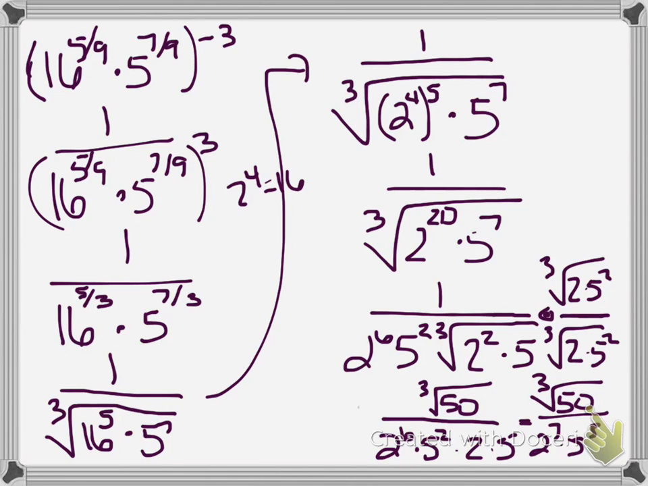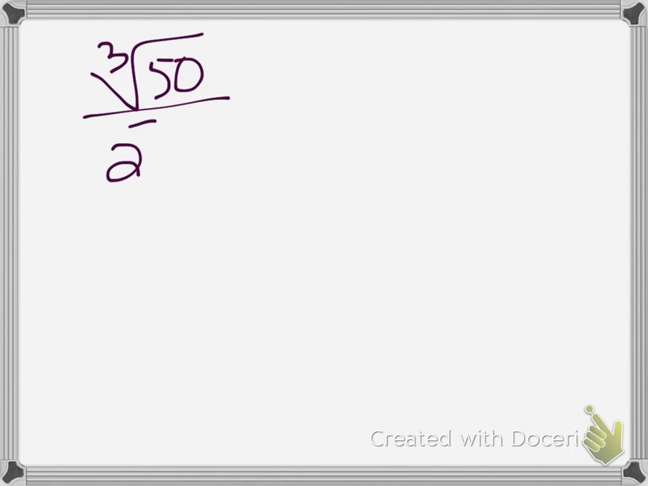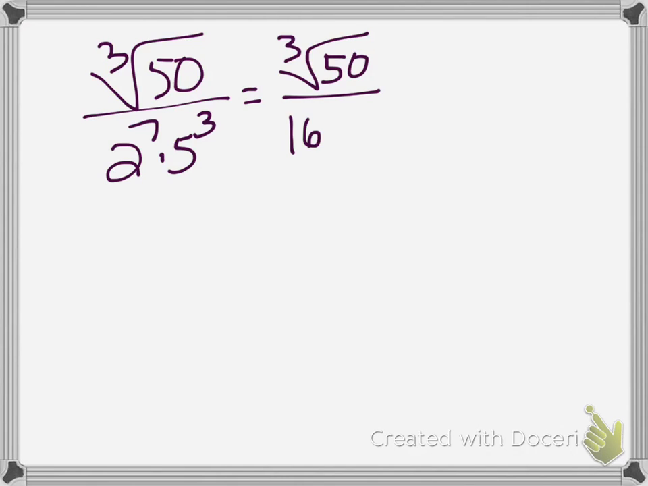Can anybody help me out with the calculator? Because I ran out of space. Good. Cube root of 50 over 16,000. And we're done.